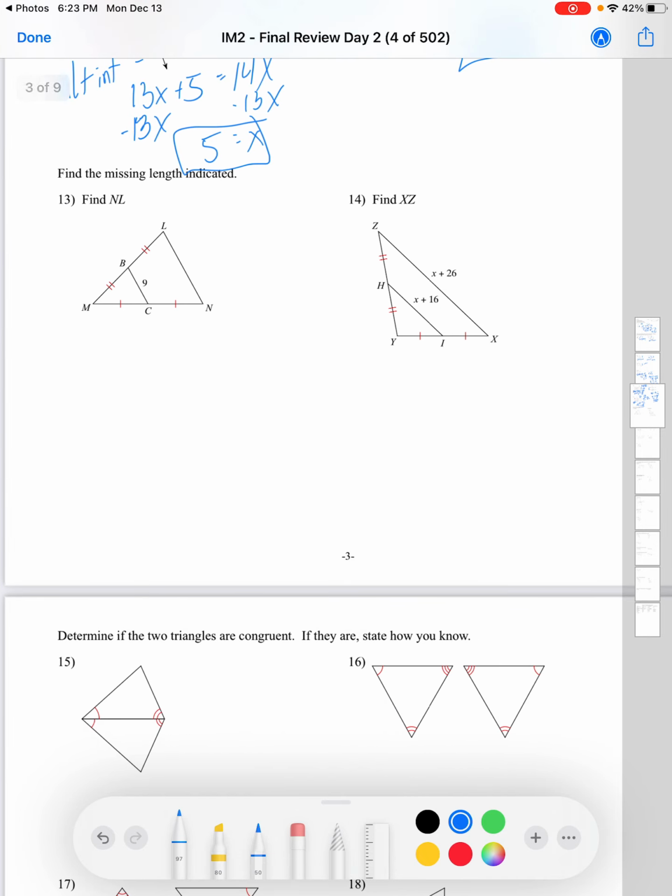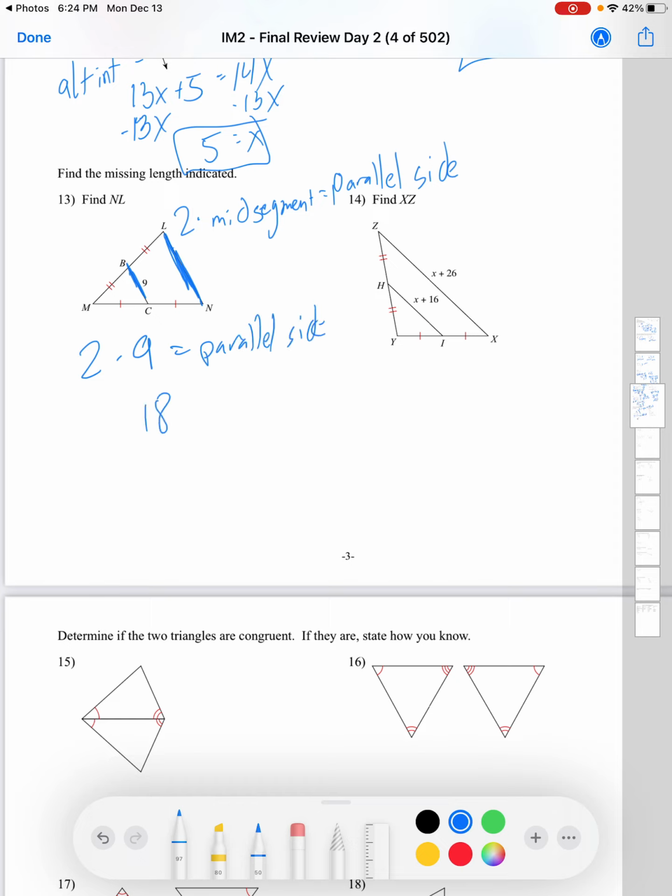Okay, the mid-segment theorem says, we know 2 times the mid-segment equals the parallel side or opposite side. So 2 times, here's our mid-segment. 2 times that will give me the parallel side. So 2 times 9, our mid-segment, equals parallel side. So 18 is going to be NL, our parallel side.